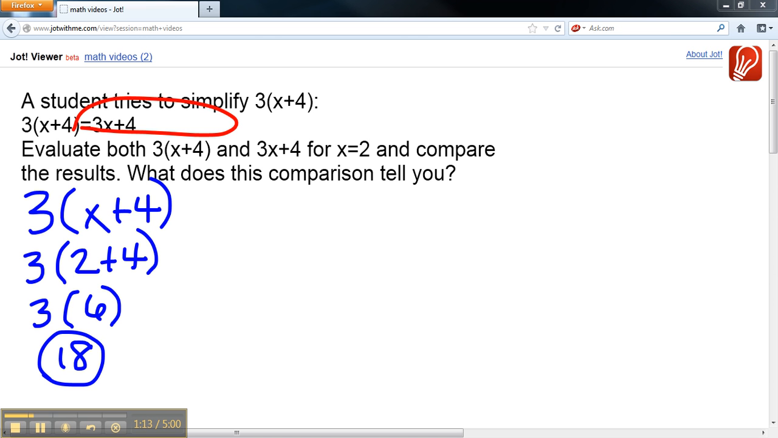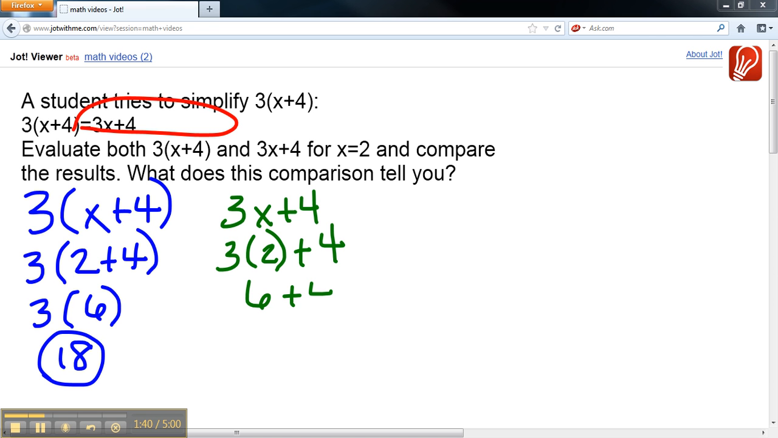Now what I want to do is take 3x plus 4, which is what the student got when he or she simplified the expression. And I want to evaluate that for x equals 2. So again, where I see an x, I'll plug in a 2. 3 times 2 is 6, plus 4. 6 plus 4 is 10.